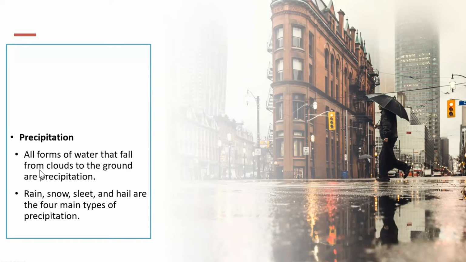So anytime you have water falling from clouds to the ground, that's called precipitation. That can include rain, snow, sleet, hail, and other combinations in between of those things. I mean, I've seen it rain and hail at the same time. I've seen it snow and rain at the same time. That's usually just called sleet. But you can imagine there's a lot of combinations in between.